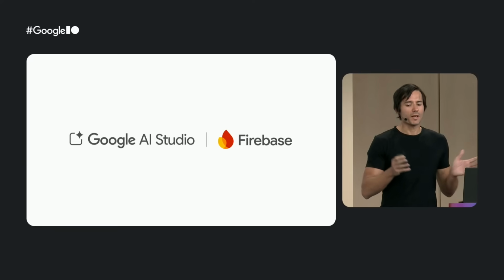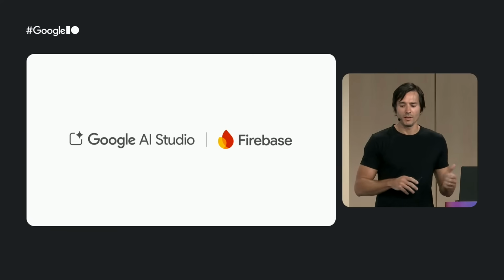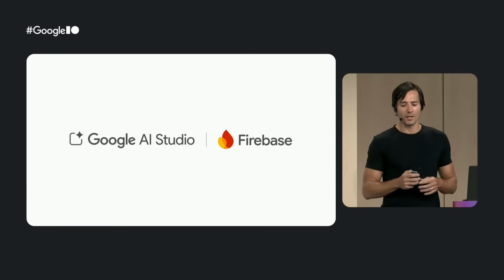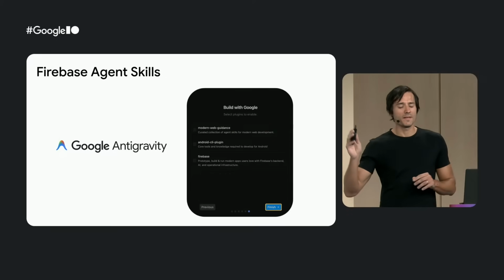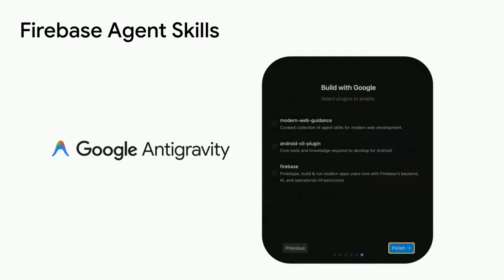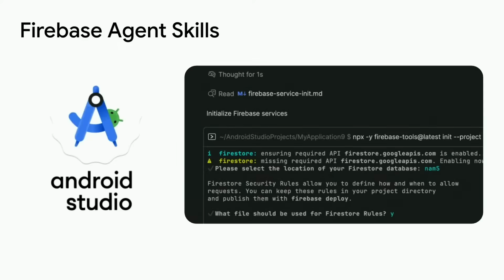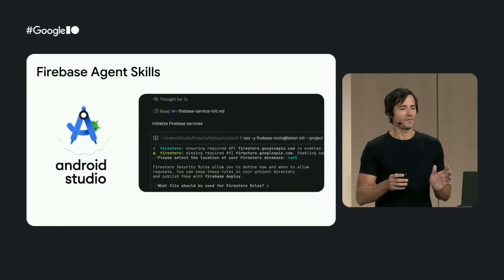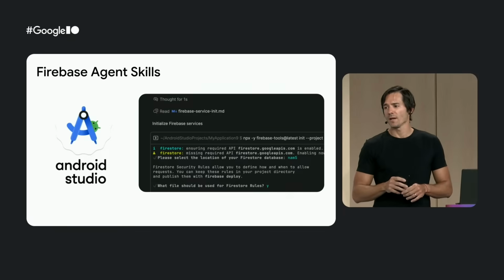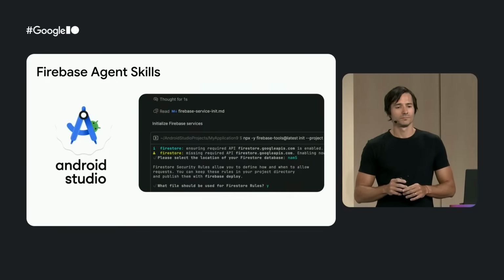Now, if you want to use a fully featured IDE, like Antigravity, Android Studio, or any other popular option, we got you covered as well. For Antigravity, Firebase is integrated in the onboarding flow. So you just need to check the box, and Firebase agent skills are automatically installed. In Android Studio, Firebase skills are there by default. So if you ask your Android coding agent to add Firestore or Firebase Auth, it will take care of everything by itself, and you'll get a fully configured Firebase environment without leaving Android Studio. Pretty cool, right?